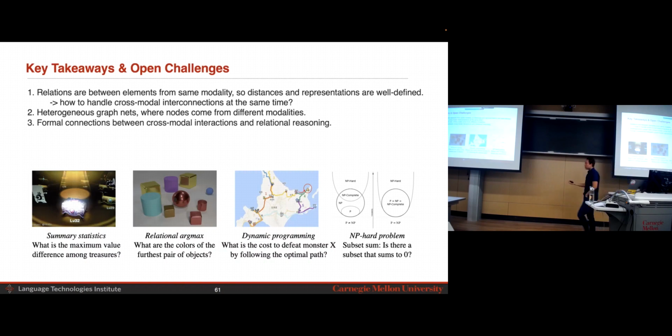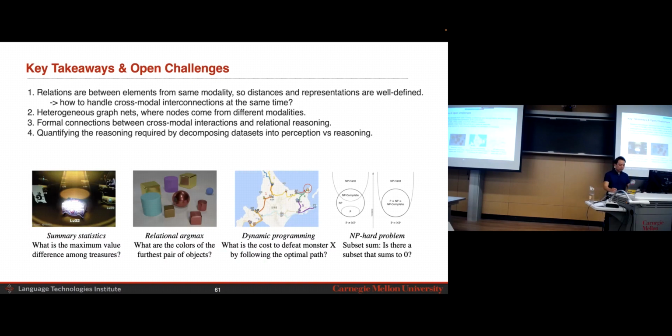I think there are formal connections to be made between cross-modal interactions and relations. All these relations are essentially cross-modal interactions between elements in this problem, right? So how can I formalize these connections? And perhaps then you can look at different taxonomies of cross-modal interactions, those requiring one step, or those requiring you to solve using dynamic programming.